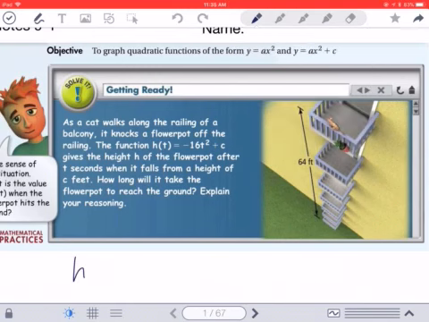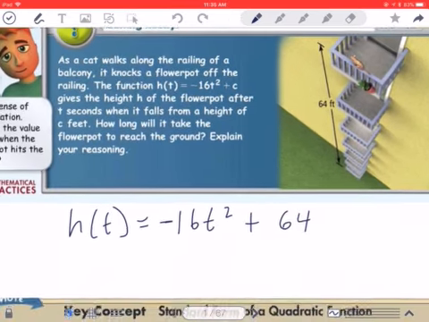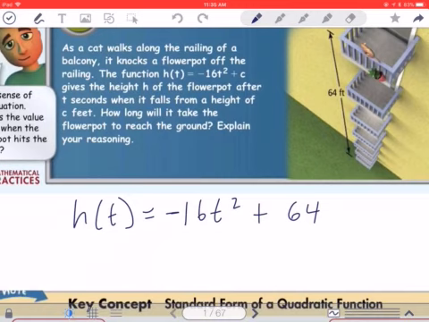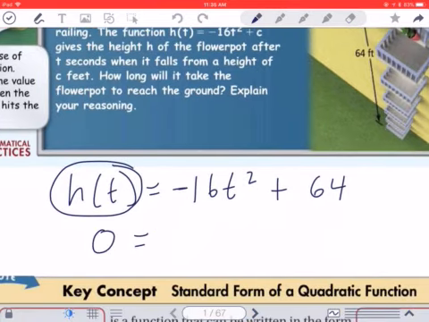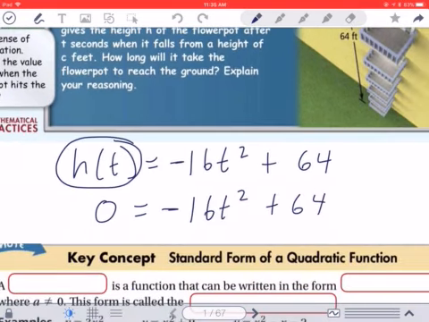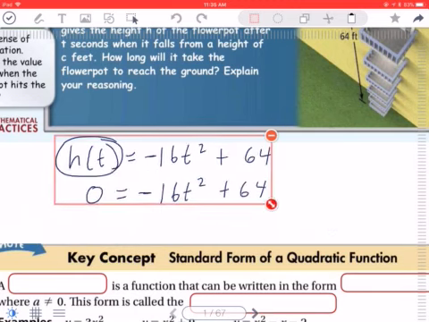So I'm going to say h of t equals negative 16t squared. And you're always going to see this negative 16t squared in any problems that involve gravity, basically. So we got negative 16t squared plus 64. And I want to know when it's going to hit the ground. So h of t is the height after t seconds. So when the height is 0, that means it's hitting the ground. So after that, I'm just going to try to solve this.